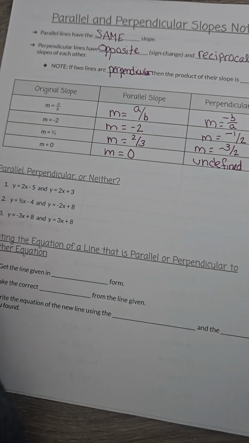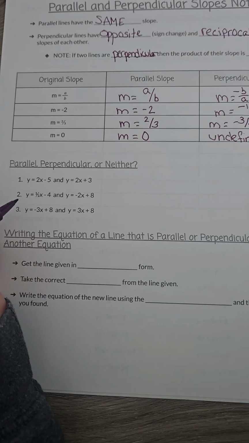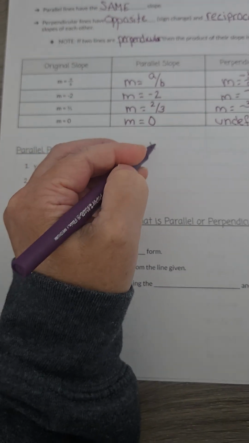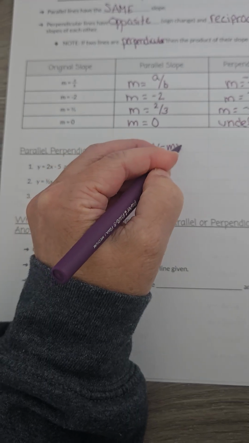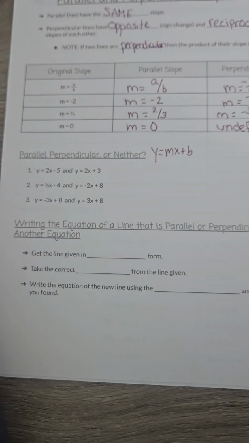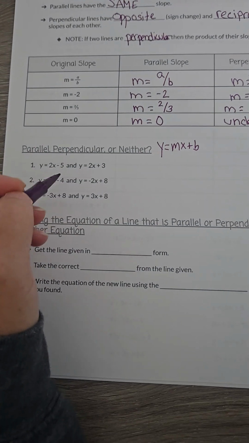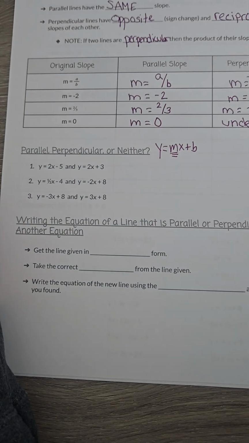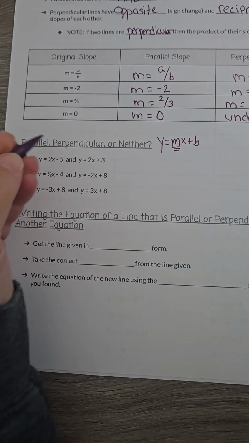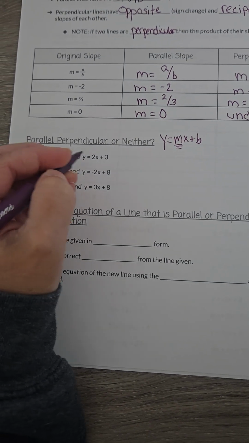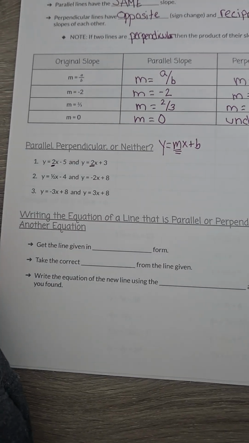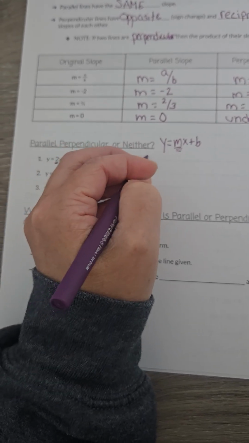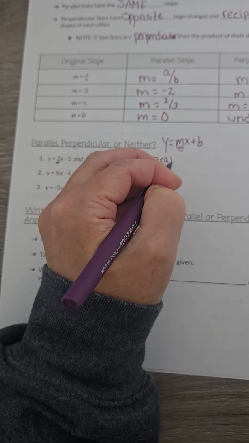Okay, then you are looking at these 3 questions, and we're going to look at the equations. The equations are written as y equals mx plus b, which is your slope-intercept form. So the only thing we're looking at is that m piece, the number that is right next to the x. So in this case, we have 2 and 2. So my slope for both is 2, so that means they are parallel.